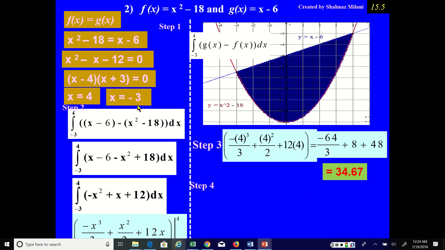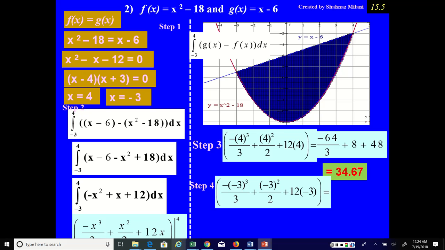Next step, replace the x by your lower x value. Lower x value is minus 3. Again, don't forget, if you have a negative coordinate, make sure to keep it inside the parentheses. And then when I plug it into the calculator, my answer is going to be this. Now, I do have a higher x value. I do have a lower x value.